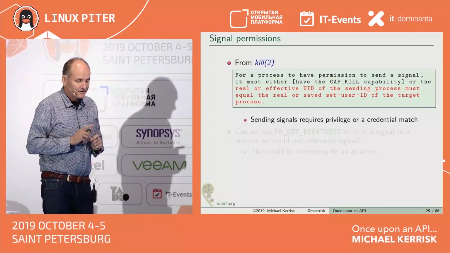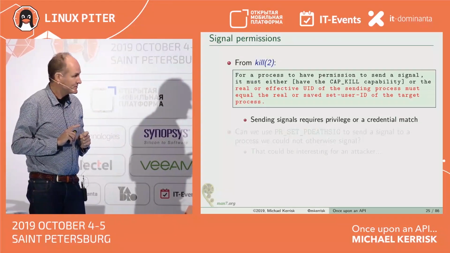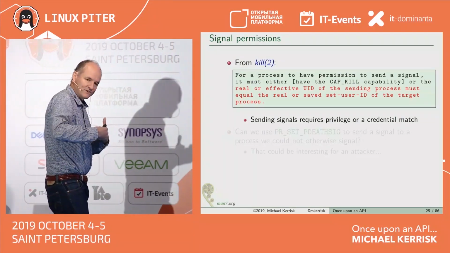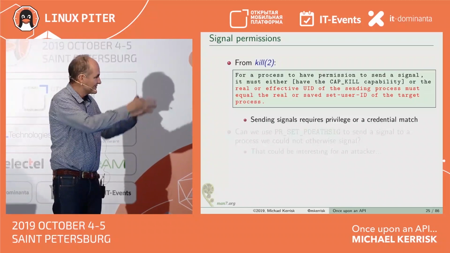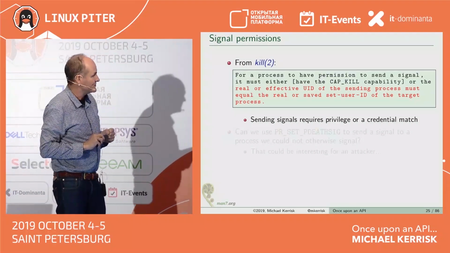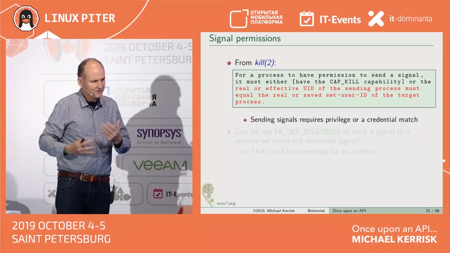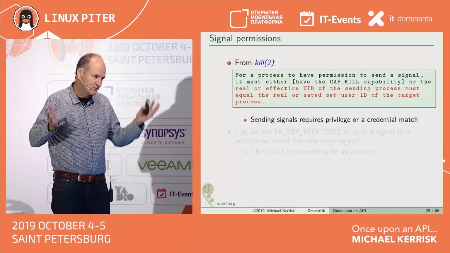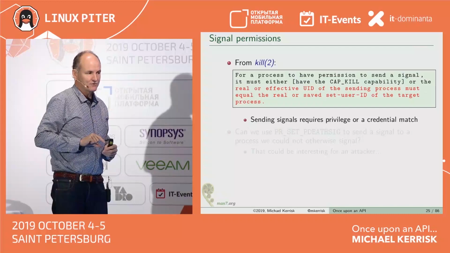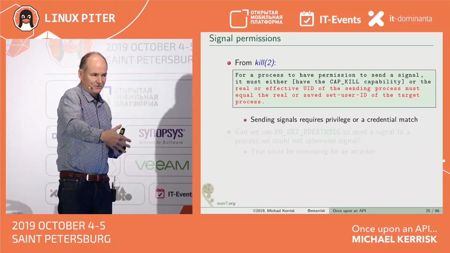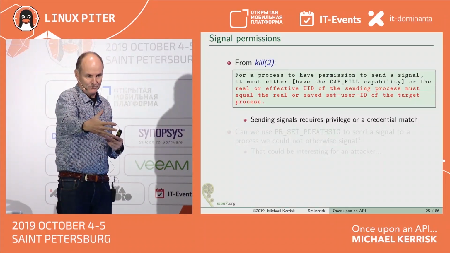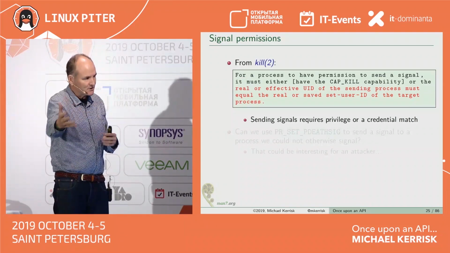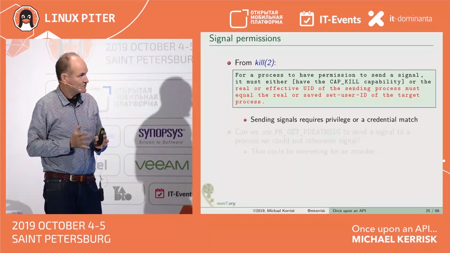And so I want to go to signals for a moment. Now, one process can send a signal to another process. This is text from the kill manual page. The general rule about sending signals to another process is either you have to be privileged, in which case you can send signals to anyone, or there needs to be a credential match. In other words, you can only send signals to processes that belong to you. One process can only send a signal to another process if they have matching credentials.